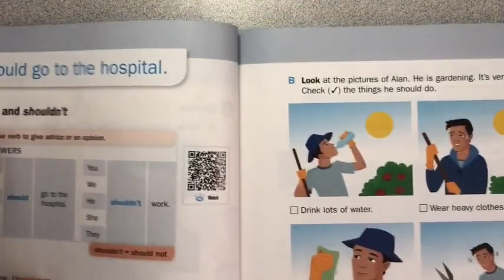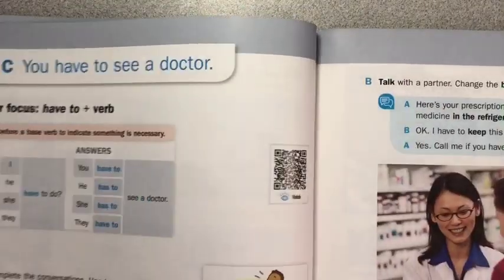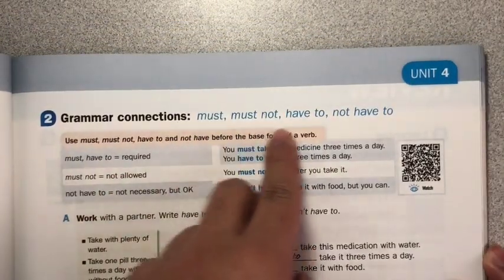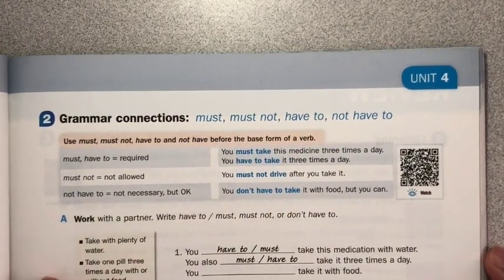So this is should and shouldn't. All the way back in lesson F, we learned must and have to. This is the same thing as should.